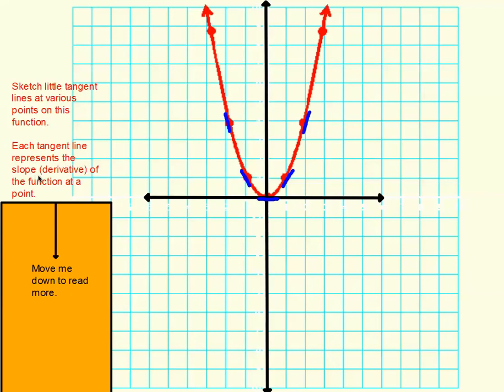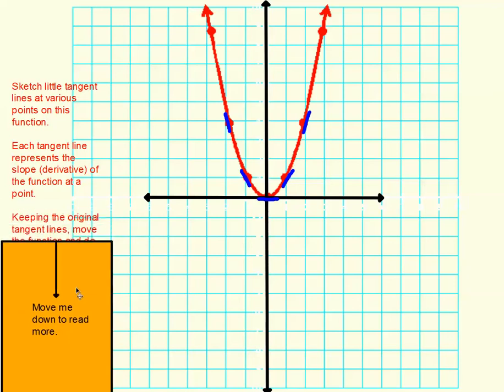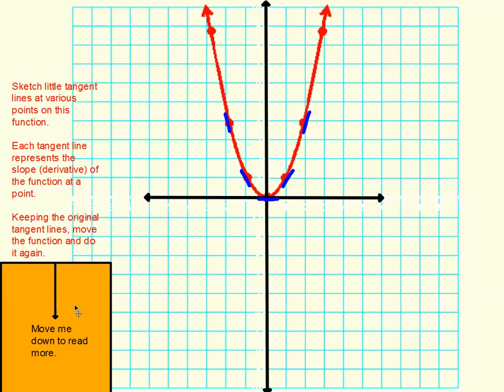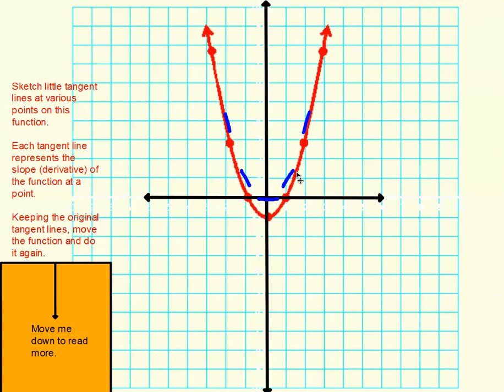Once I have some of those, I'm going to remember what a tangent line represents. Remember, the slope is the derivative of the function at a point. So this is the slope at 0, 0. This is the slope at 1, 1. Those are the slopes. I now want to, keeping those original tangent lines there, move the function, and I'm going to do it again. So I'm going to move this function down and draw these little tangent lines again.